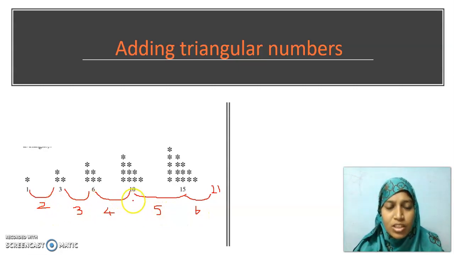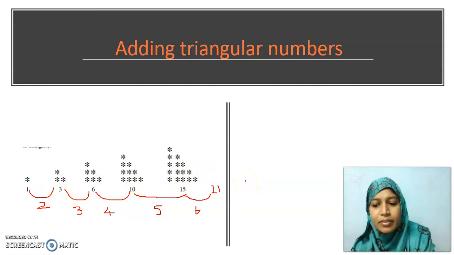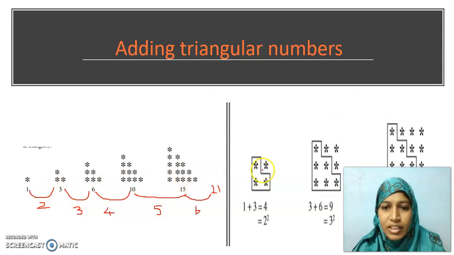What is special about this triangle number? I can make this triangle number a square number like this. See here, by adding the blank spaces with the stars. How many stars did I add with the triangle with 3? Only one dot. That is adding this one. Then when I come to the 6, I am adding that previous 3 with it.